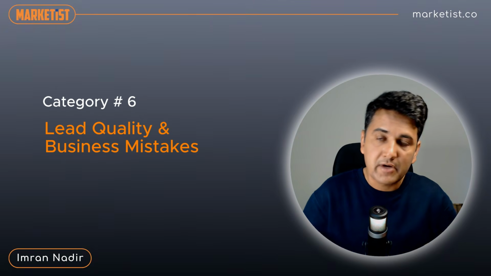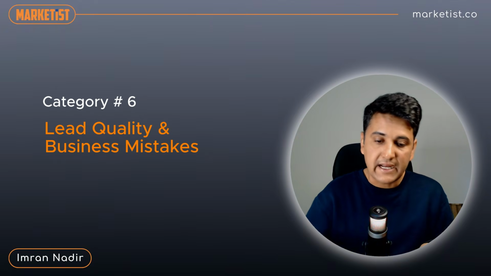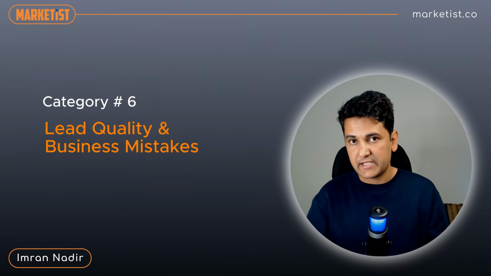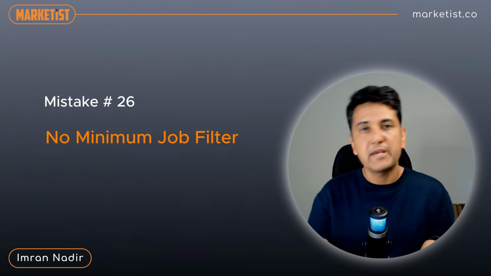Now, let's talk about the final category of this video, that is lead quality and business mistakes. You can blame Google Ads all the day, but sometimes the problem is not with the ads. It is what happens after the lead comes in. Let's talk about that. Mistake number 26, no minimum job filter.